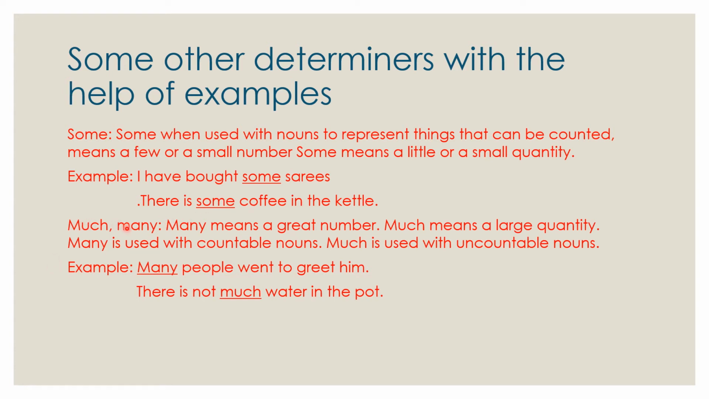The next: much, many. Now, many means a great number, and many is used with countable nouns. Much means a large quantity, and it is used with uncountable nouns. Look at these examples. Many people went to greet him. So many means a great number. It is used with countable nouns. You can count people. So many is the determiner. The second example: there is not much water in the pot. So here much means not a large quantity, and it is used with uncountable nouns. You cannot count water. It's an uncountable noun.